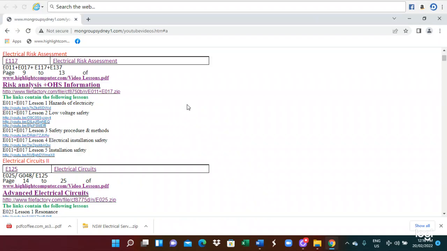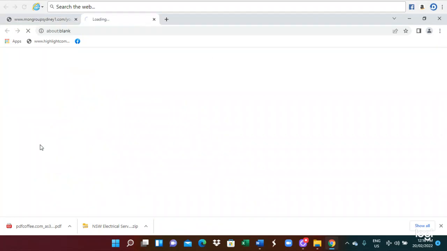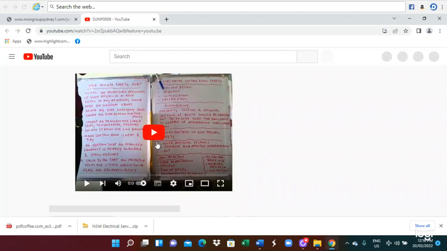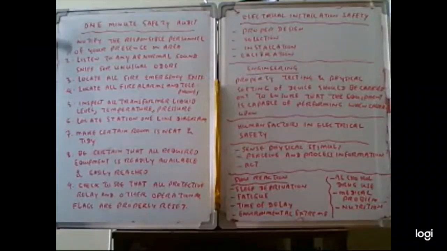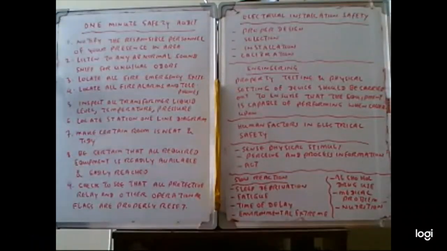This is the electrical installation safety. One minute safety audit. If you are going to work in the power station or substation, you need to start with the safety situation in the power station. Even in the one minute safety audit, you can follow the procedure.